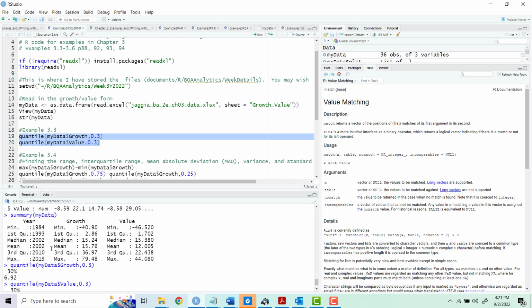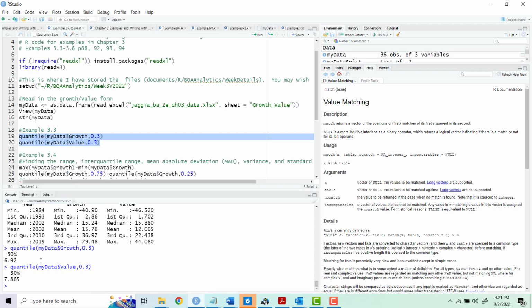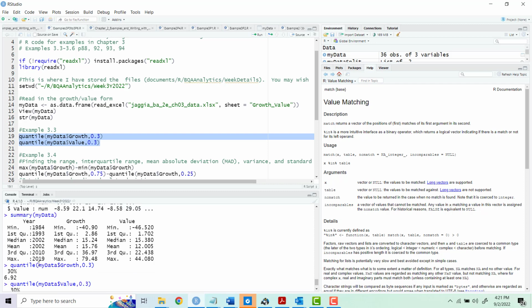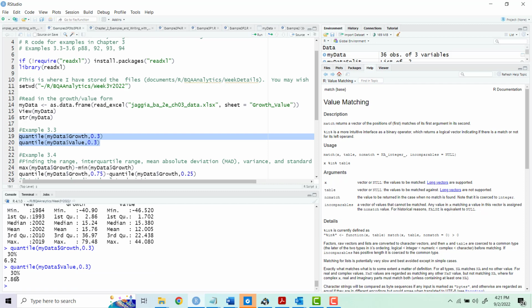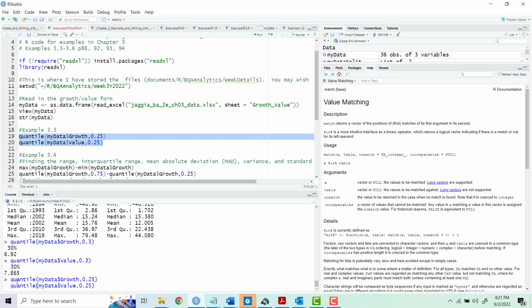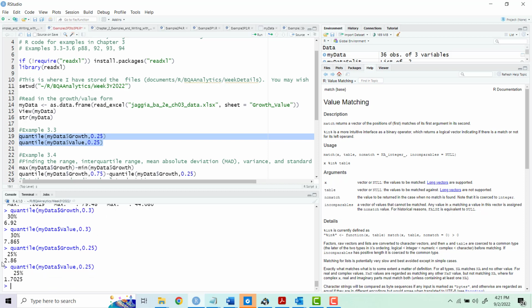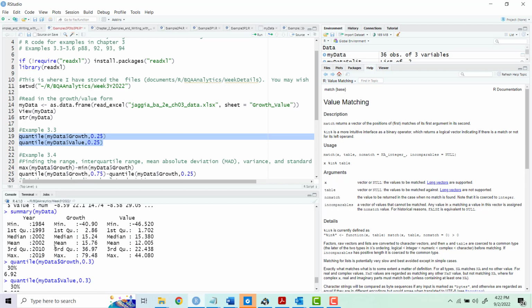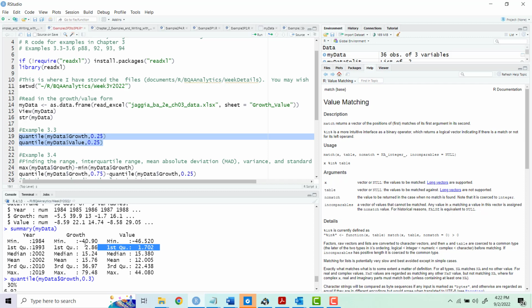We can see the 30th percentile for growth is 6.92, and for value it's 7.85, so it's slightly higher for value. Now let's do the 25th percentile, just to see that it matches. You see 2.86 for growth and 1.7025 for value, and it matches the information given in the summary.